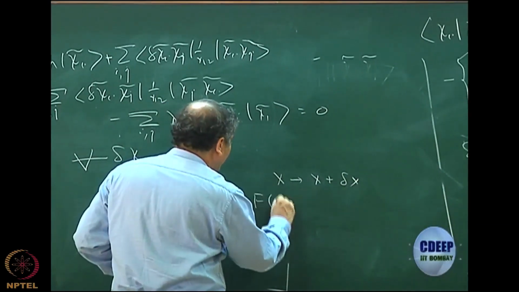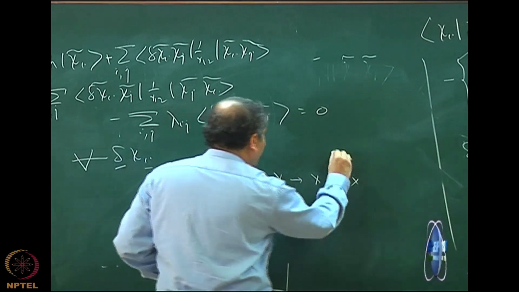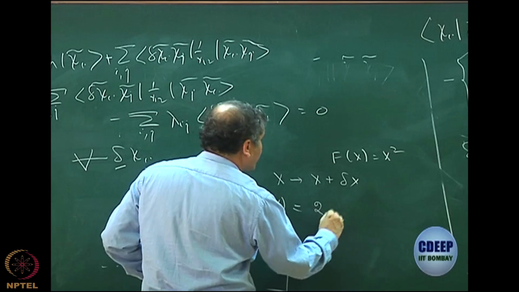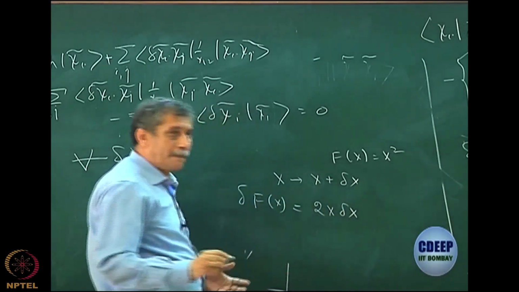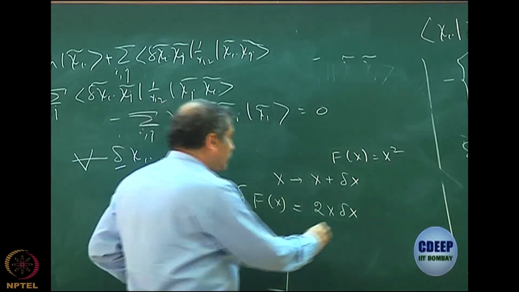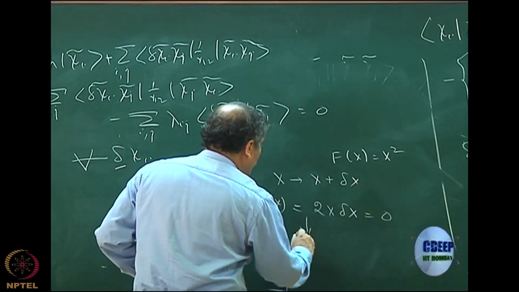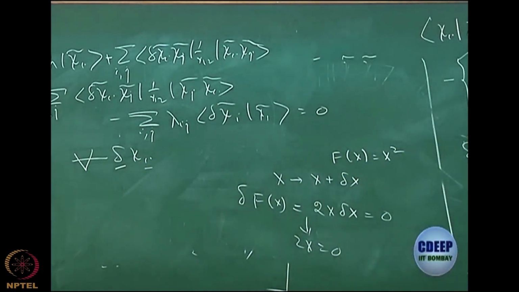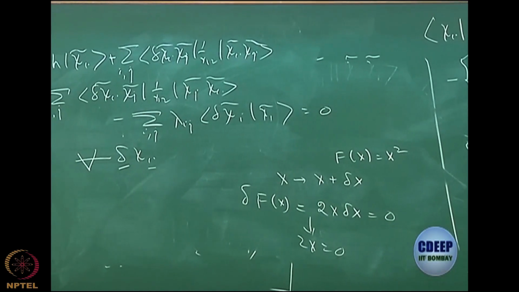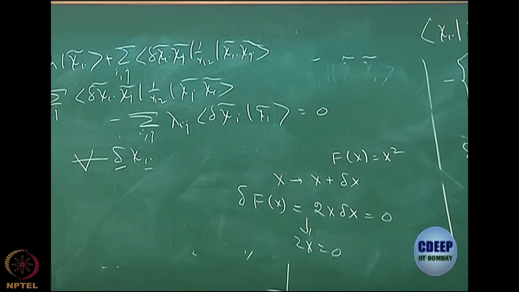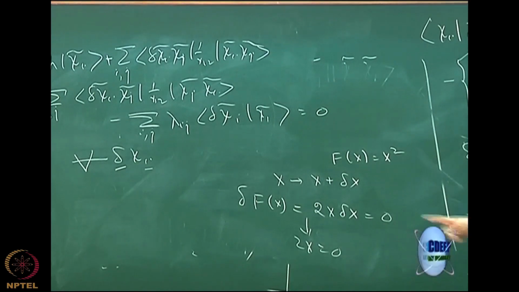So f of x, delta f of x, so let us say f of x is x square, then what is delta f of x? 2x times delta x, correct? First order change. So that is equal to 0, which means 2x is equal to 0. What did I use? Infinitesimal. Did I actually use it explicitly? No. So even if it was finite, what is the problem? I in fact said in calculus they call it infinitesimal because they don't use first order change.